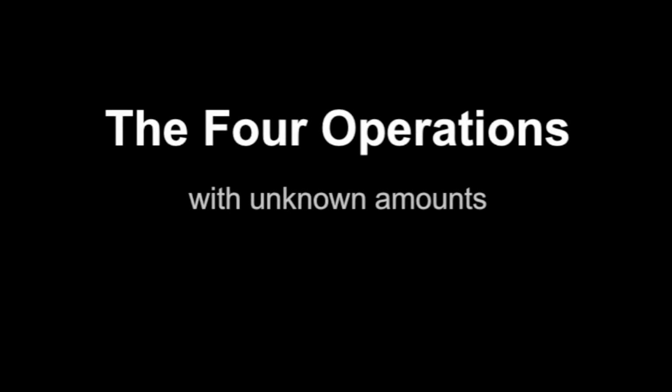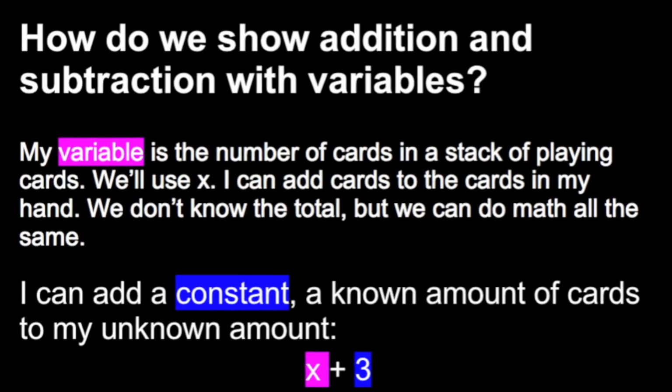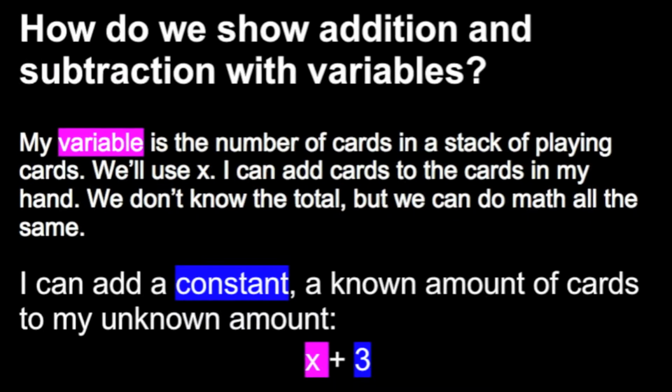This lesson is called the 4 operations with unknown amounts: addition, subtraction, multiplication, and division. We'll start with variable expressions, addition and subtraction of unknown amounts. How do we show addition and subtraction with variables?